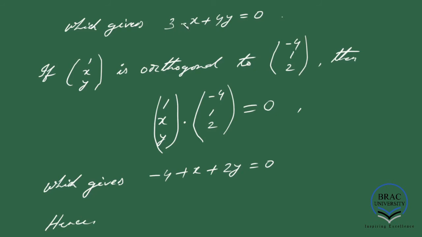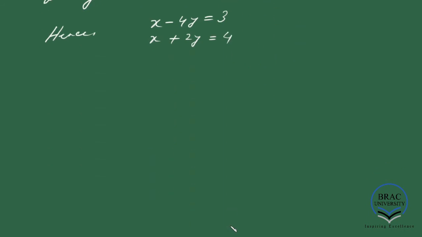So if I take this constant term over here, it becomes negative 3, and if I multiply the whole equation with minus 1, then I get x minus 4y is equal to 3. That's coming from this equation. And then from this equation, what I can write is x plus 2y is equal to 4. Now both of these equations are in the standard form.